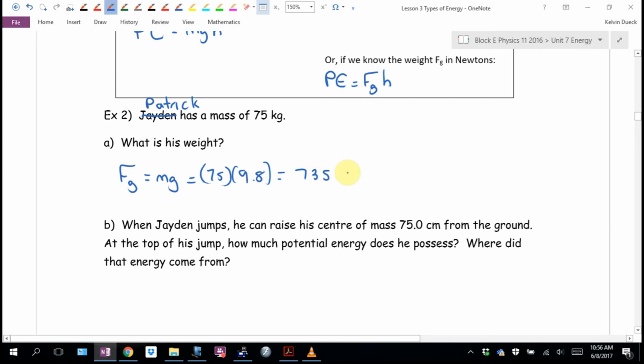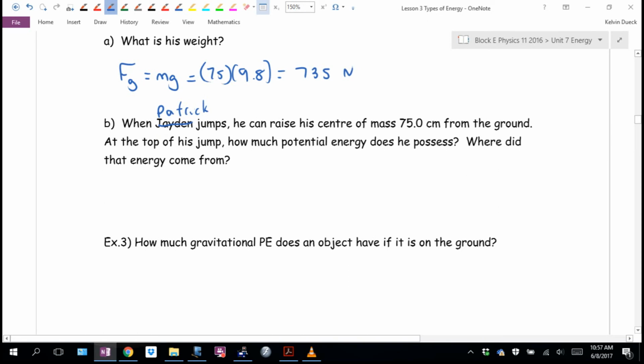735? Yes. Units, it's a force. Newtons. That's your weight. Okay. When Patrick jumps, he can raise his center of mass 75 centimeters from the ground. At the top of his jump, how much potential energy does he possess?